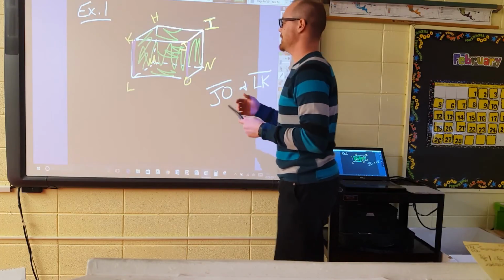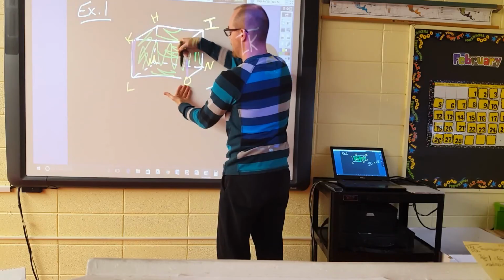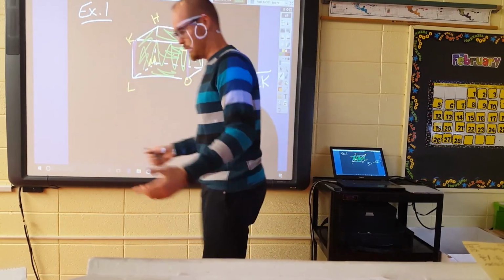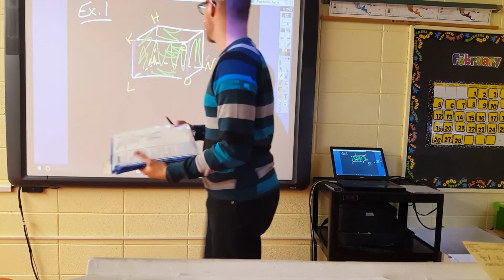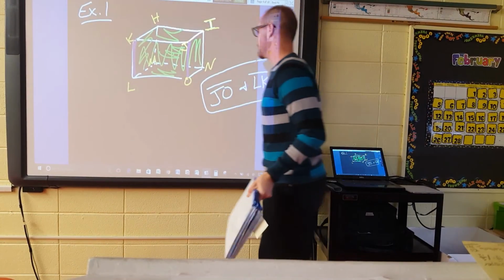Okay, we could mention MN. Segment MN is also parallel with segment LO. Segment IN is parallel with segment JO. There are more than just this option. But let's just put this down for example 5. Those 2 segments are parallel.